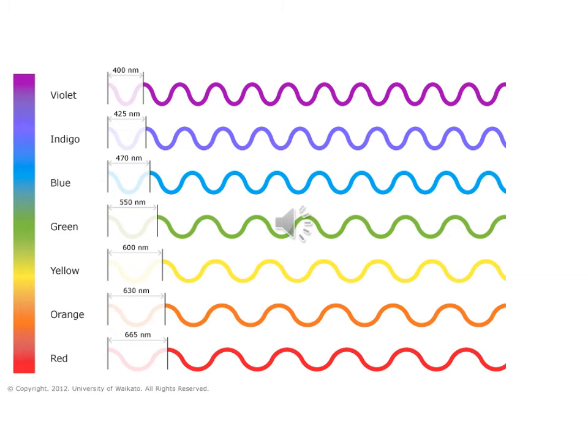Notice that the different colors of light in this diagram have different wavelengths. They aren't wildly different, but they're enough of a difference that they have different qualities to them. Violet has the shortest wavelengths, and so it's going to have the highest frequency, and red has the longest wavelengths, and so it's going to have the lowest frequency.